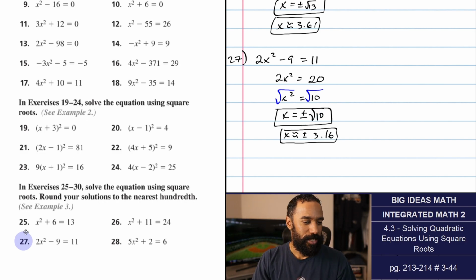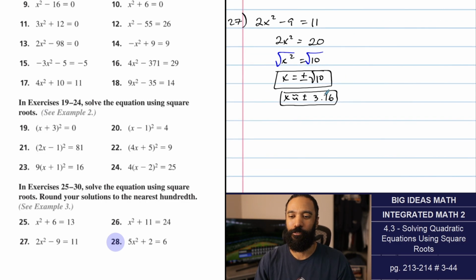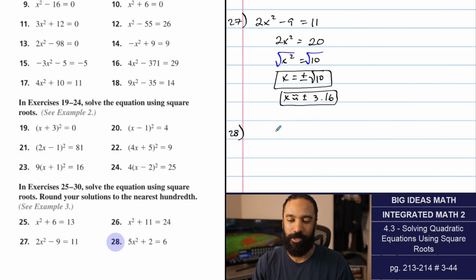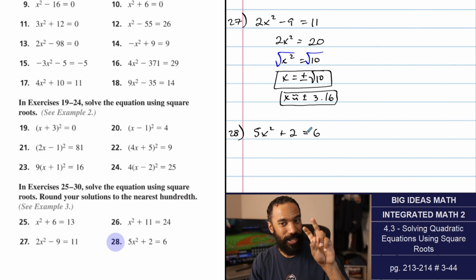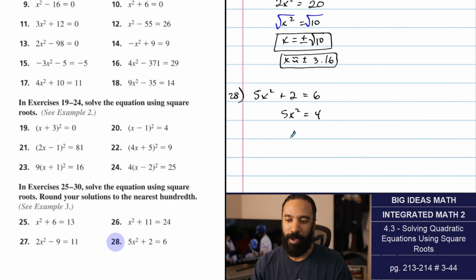Number 28, signs of life. Number 28 actually gives us something out of what 4.1 would have asked us to do when it comes to an exact answer. I'm actually looking forward to it. 5x squared plus 2 equals 6. I won't teach it again. I'm just going to do it. Subtract 2 from both sides, and you get 4. Divide both sides by 5, and you get 4/5.